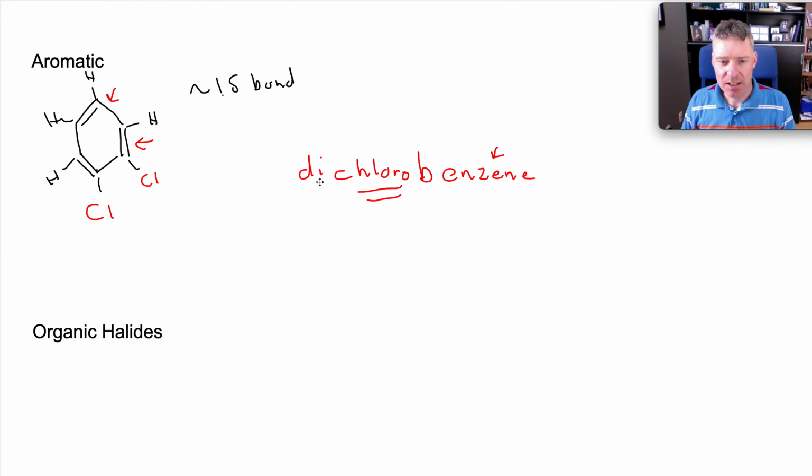We use these prefixes, di, tri, tetra, if there's 2, 3, or 4. Now, because I have a di and there's 2 chlorines, we need to know where they are. Are they next to each other, 1, 2? Are they 1, 3, so a little gap in between them, or as far apart as possible, sort of top, bottom, 1, 4? So these are next to each other, so they're in the 1, 2 position. So this is 1,2-dichlorobenzene.